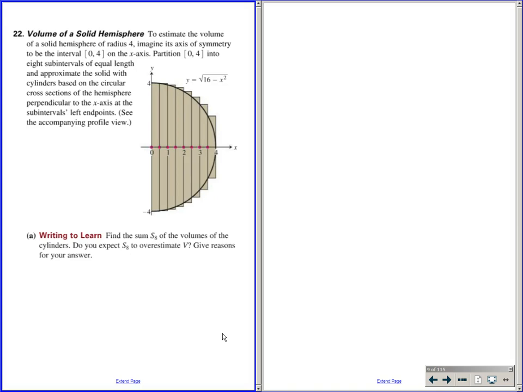But we can tell that from the equation. What do we know? 8 subintervals, equal length. Approximating with cylinders. Whoa, what? Cylinders? How did that come about?